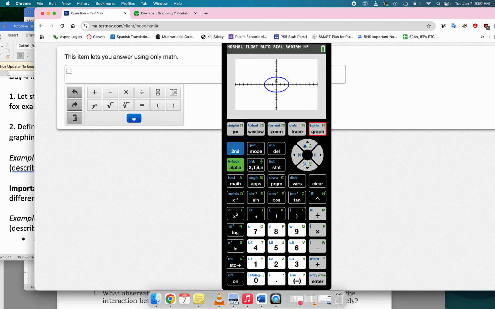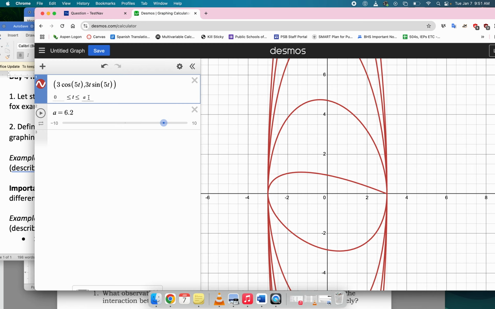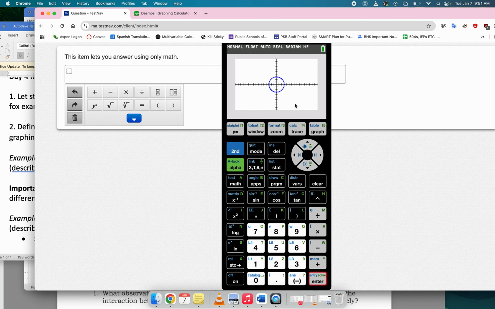Of course, the aspect ratio of the window is kind of stretched. You can fix that if you go to zoom and then choose ZSquare. That will adjust the aspect ratio so that it actually looks right. You might also have to mess with the settings on t. On Desmos, I had to adjust the maximum t value that it would draw. That's all changed in the window button here. You can see T min, T max, T step.